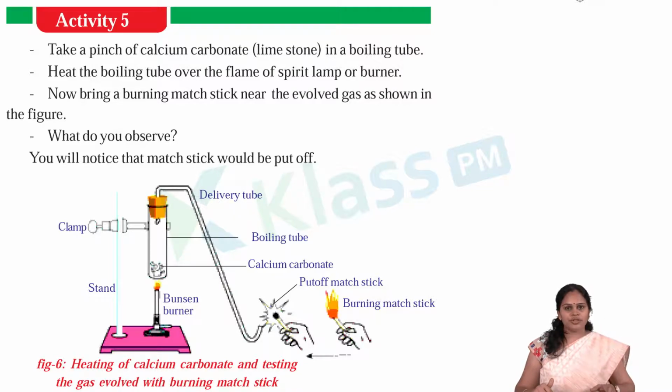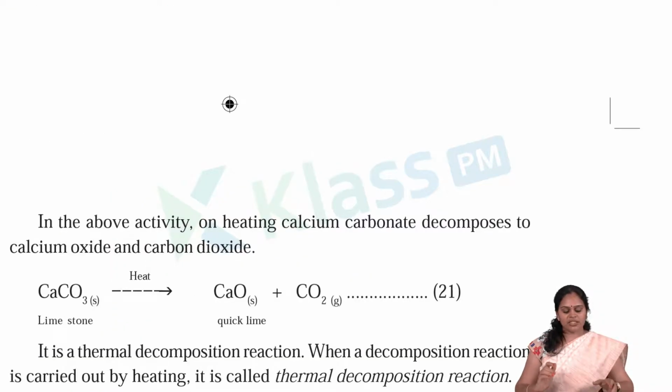Let us see decomposition reaction examples. Observe this activity. Take a pinch of calcium carbonate in the boiling tube. Heat the boiling tube over the flame of a spirit lamp or burner. Now, bring a burning matchstick near the evolved gas as shown in the figure. What do you observe? You will notice that the matchstick would be put off. What it means is that it is releasing gas. When the matchstick is turned off, we can say that the gas released is carbon dioxide.